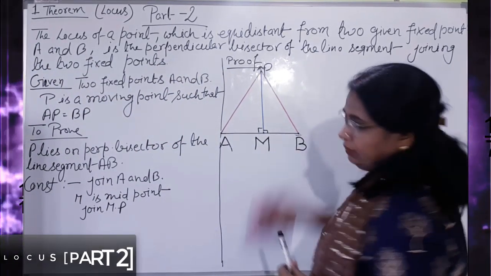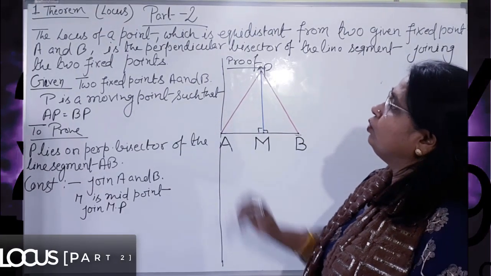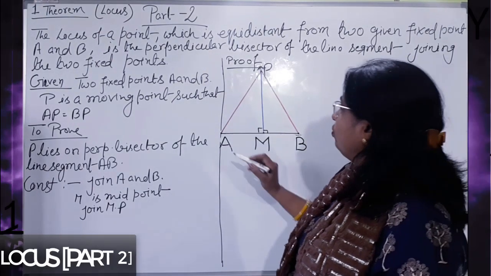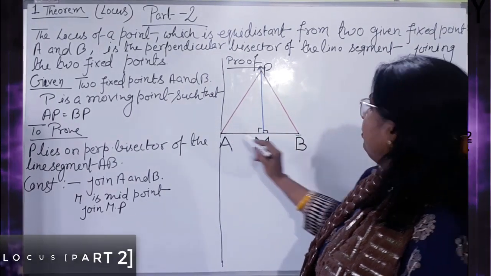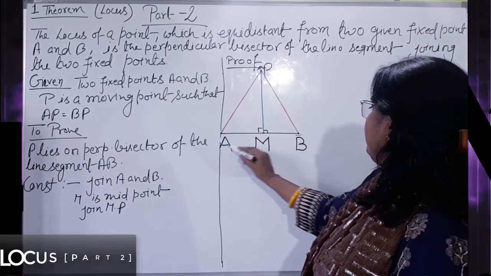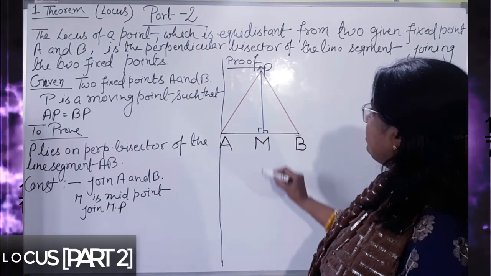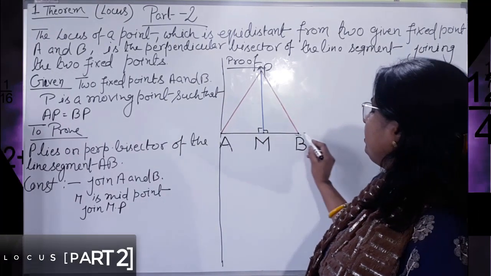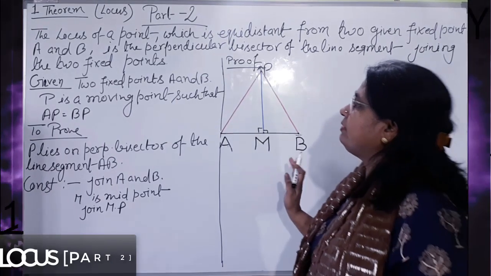I have written the theorem first. The locus of a point P which is equidistant from two given points A and B is the perpendicular bisector of the line joining AB. That is a theorem. What is given?